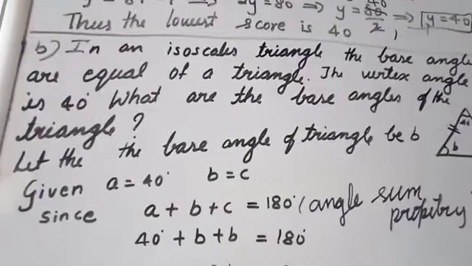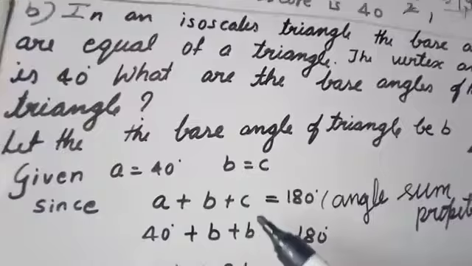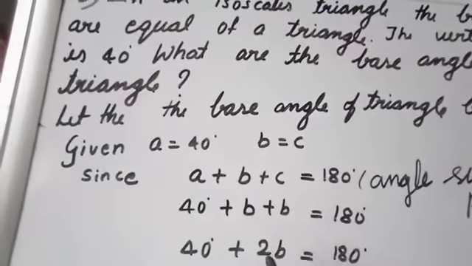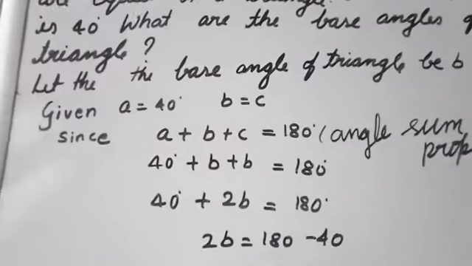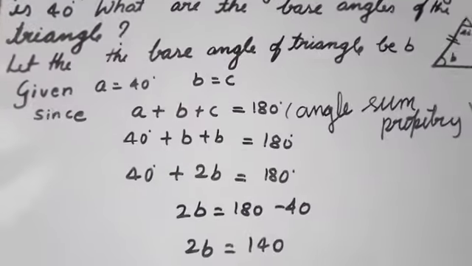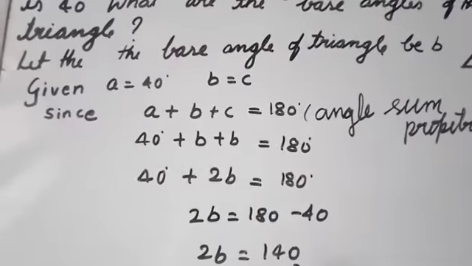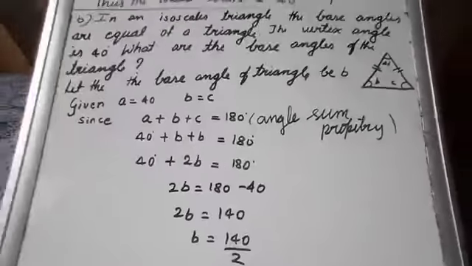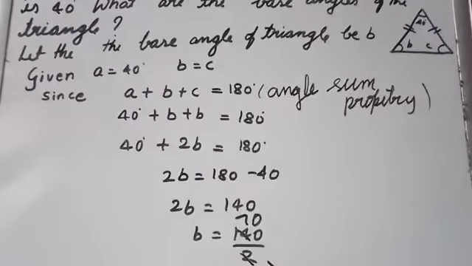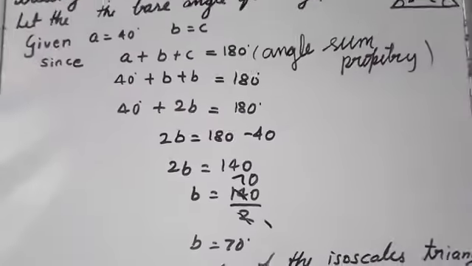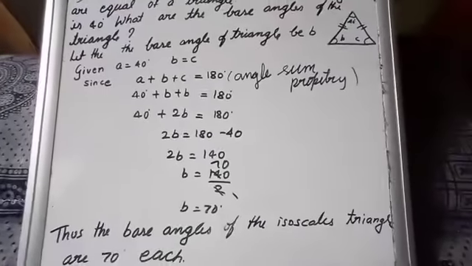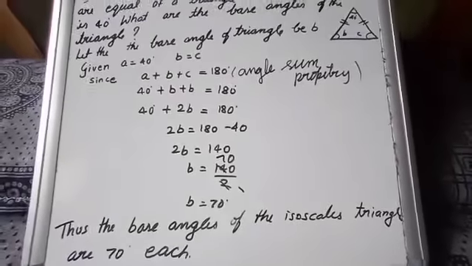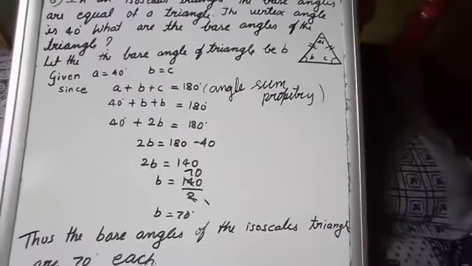40 plus B plus C is equal to 180. We replace C with B, since B is equal to C. So 40 plus B plus B, 2B, is equal to 180 degrees. 2B is equal to 180 minus 40, which is 140. 2B is equal to 140. If we shift the 2 here, it becomes division. 2 sevens are 14, so you will get 70 degrees. So B is equal to 70 degrees. Thus the base angles of the isosceles triangle are each 70 degrees, and the vertex angle is 40 degrees.